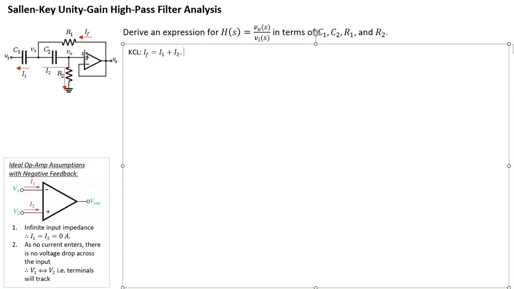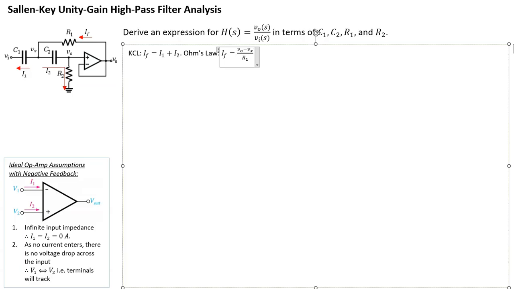Let's start with IF. IF flows from the node Vo to node Vx, and it goes through R1. So we can write Ohm's law: I equals V over R. The V is going to be Vo minus Vx, divided by R1. So that's our equation for IF.